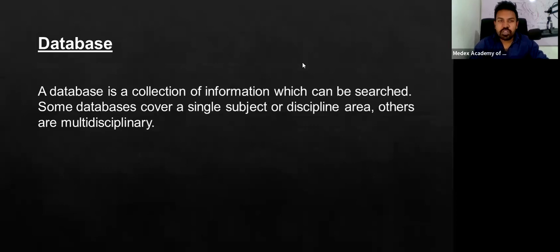So therefore, that is called a multidiscipline. But single subject or discipline area means it contains either medical, likewise, or psychiatric related data. Single area, right? So that is one thing.